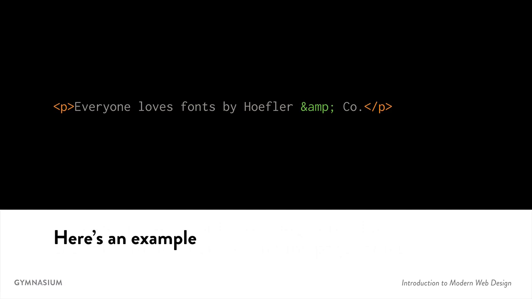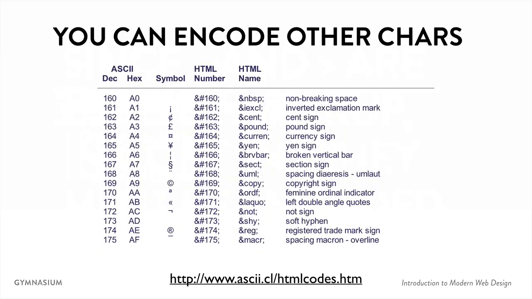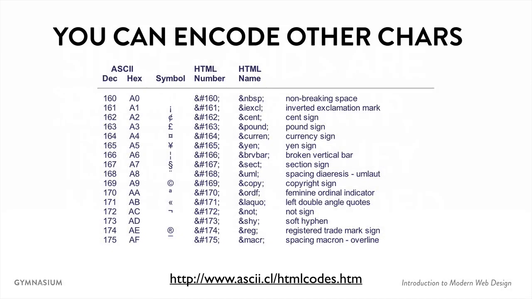Now when it comes to authoring your documents, if you use the meta tag to indicate the character set that you're using, you can use any UTF-8 characters throughout the document with the exception of the less than, greater than, and ampersand characters. But if you want to be more specific, however, you can use encoding for a variety of characters. There's a complete table available at the ASCII site, and here's a brief overview of some of the characters that are available and their HTML numeric and named entities.